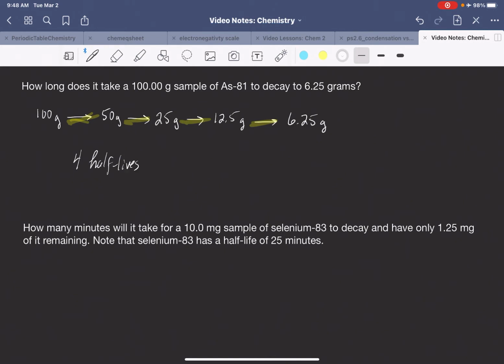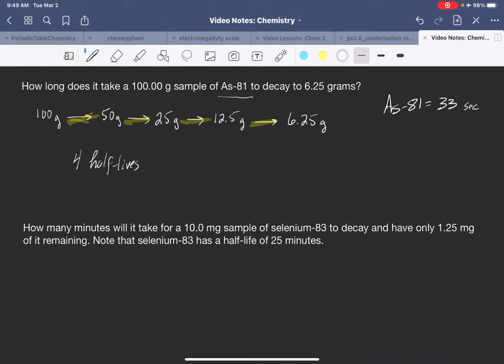Now, to answer this question, we need to know what is the half-life of arsenic 81. So the half-life of arsenic 81 equals 33 seconds, all right? So all I did was look this up. If you do this enough, then you know it. I just went and looked it up. So if you're ever in a situation where you're not given information you need, you simply research it and find out. And that's what I did.